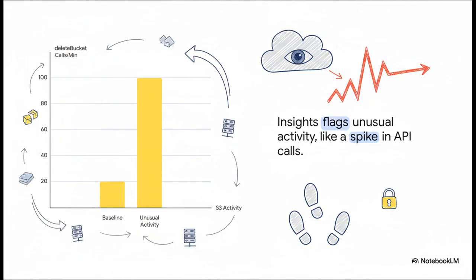And here's a perfect example of how Insights works. Let's say on a normal day, your account deletes about 20 S3 buckets a minute. Then, all of a sudden, that number spikes to 100. Instead of you having to dig through thousands of logs to spot that, Insights just creates an event for you that basically says, hey, something unusual is happening with S3 bucket deletions. It's like a proactive alarm bell.